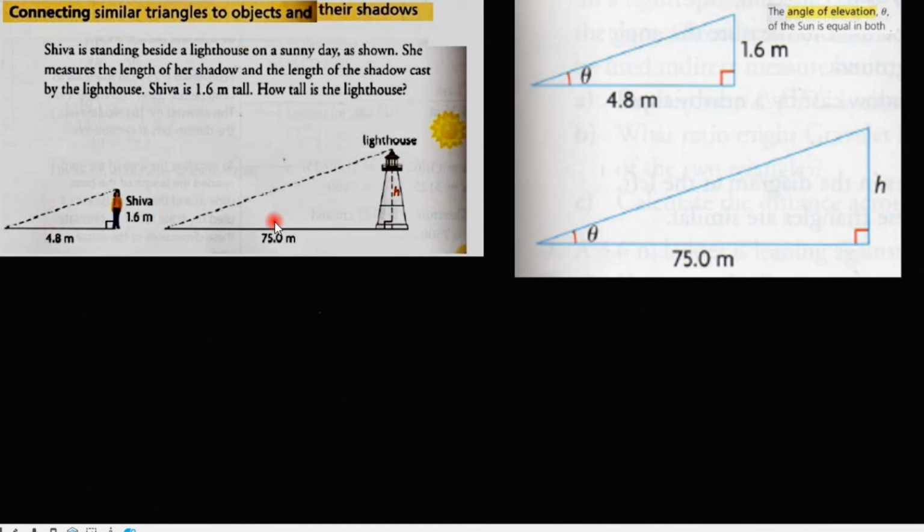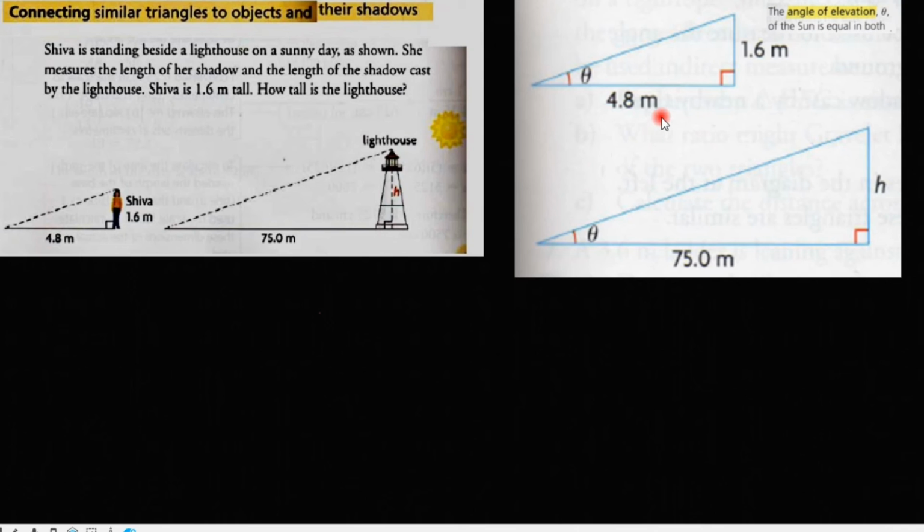Okay, look at both triangles. Suppose Shiva and the lighthouse are perpendicular to the ground, so both triangles are right triangles like this. And also we know the angle of elevation. This is the sun casting the shadow here. This is called the angle of elevation, so both angles should be equal. So in these two right triangles, two corresponding angles are equal. This is the AA rule, so both triangles are similar.